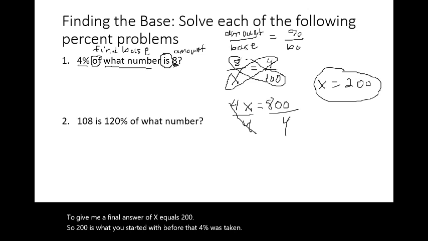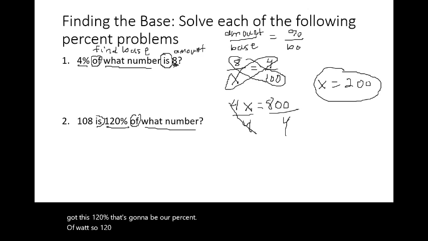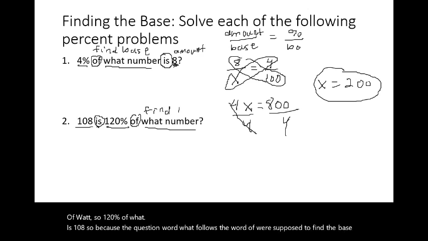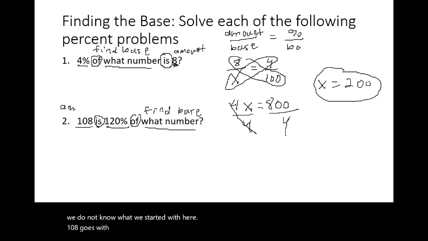Now for this next one, 108 is 120% of what number? Notice I emphasize the is and the of. So we've got this 120%, that's going to be our percent, of what? So 120% of what is 108. So because the question word what follows the word of, we're supposed to find the base. We do not know what we started with here. 108 goes with the word is, so 108 is the amount.